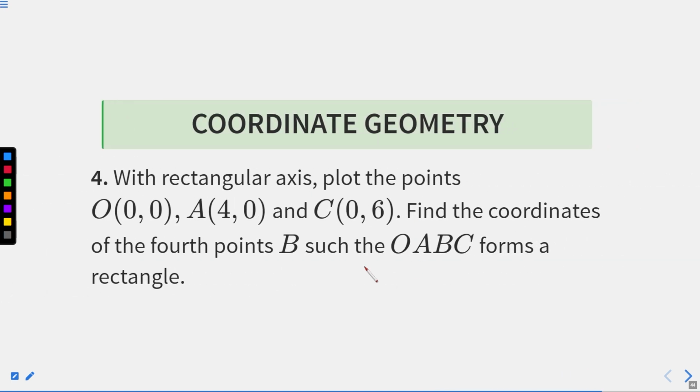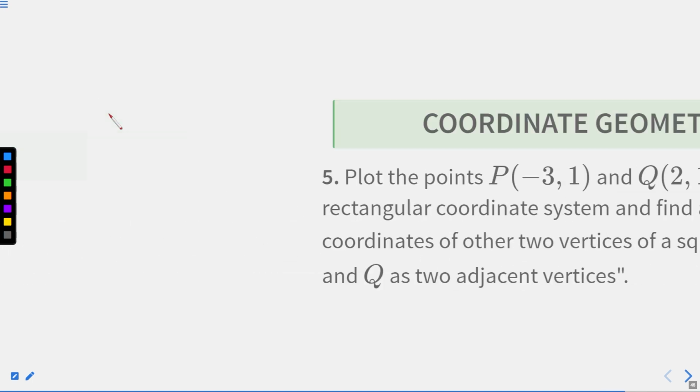Okay, now with rectangular axes, plot the points and find the coordinates of the fourth point such that OABC forms a rectangle. Similarly, you can do it, it is very easy and challenging for you to do. So it is homework. Okay.